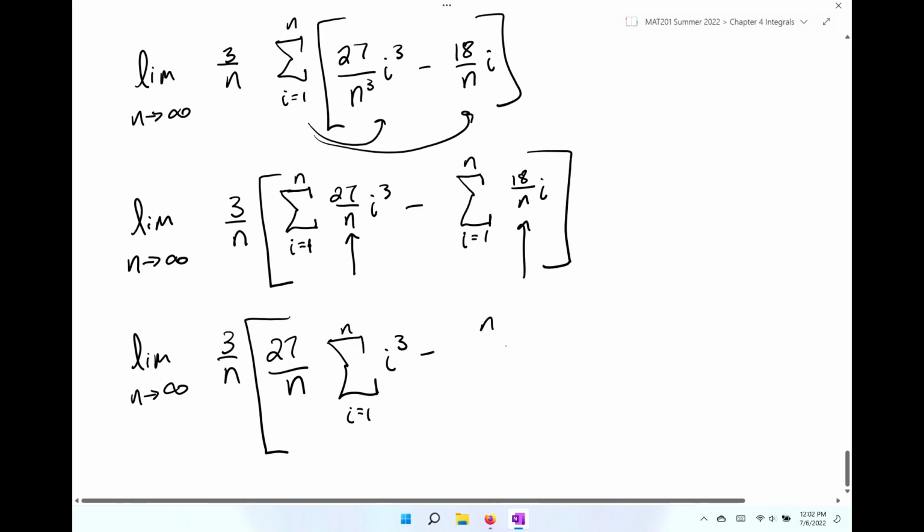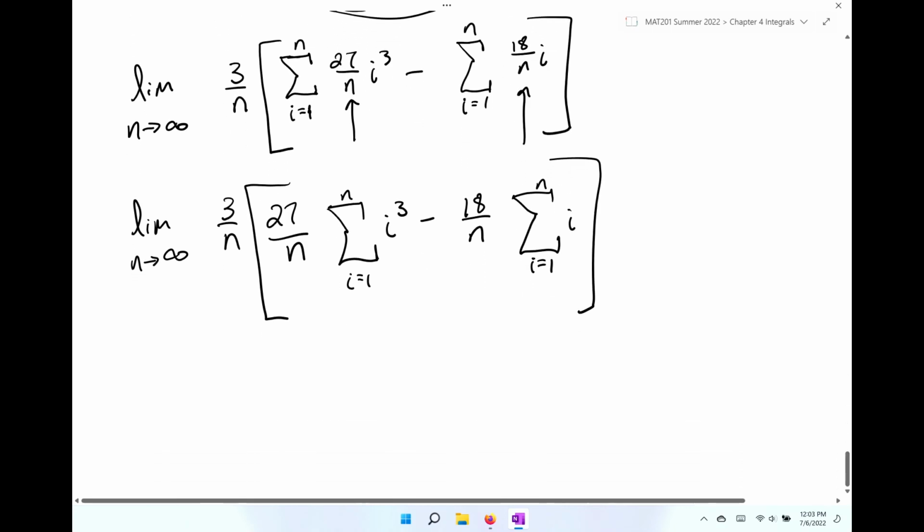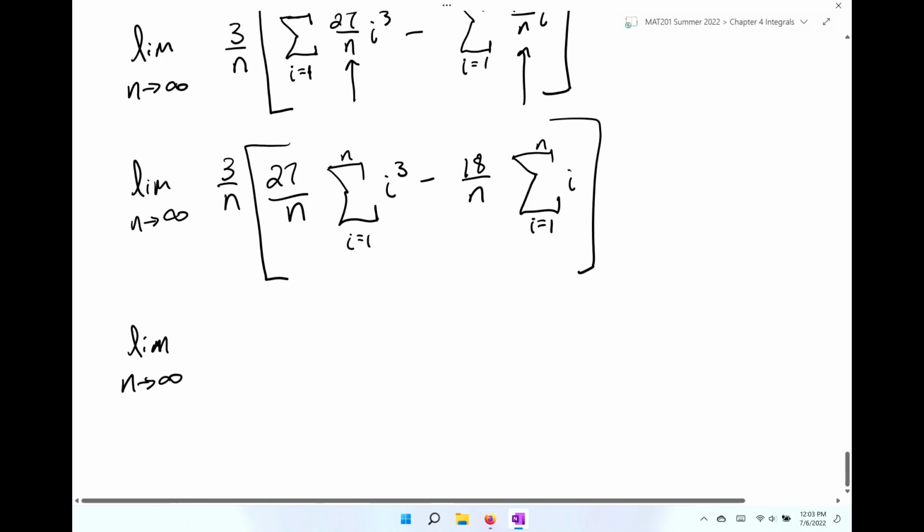Hopefully you can see where I'm going with this right now, because by now, some things are starting to jump out. Sorry, let me write this cleaner. 18 over n, and then the summation symbol of i. So then I get the limit as n goes to infinity. I'm going to take this 3 over n, and I'm just going to go ahead and, excuse me.